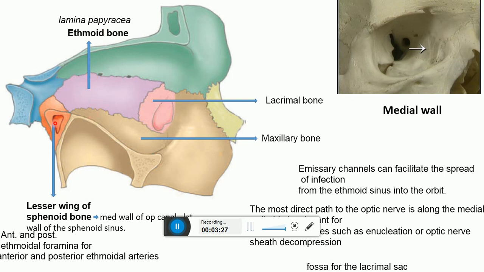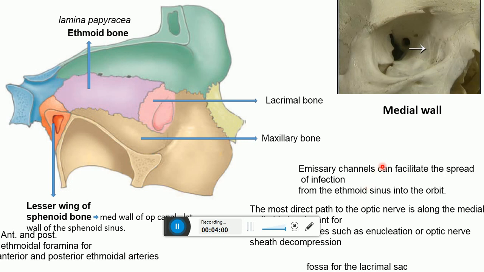The lesser wing of sphenoid forms the medial wall of the optic canal and the lateral wall of the sphenoid sinus. The anterior and posterior ethmoidal foramina are for the anterior and posterior ethmoidal arteries. The emissary channels in the ethmoid bone can facilitate the spread of infection from the ethmoid sinus into the orbit.